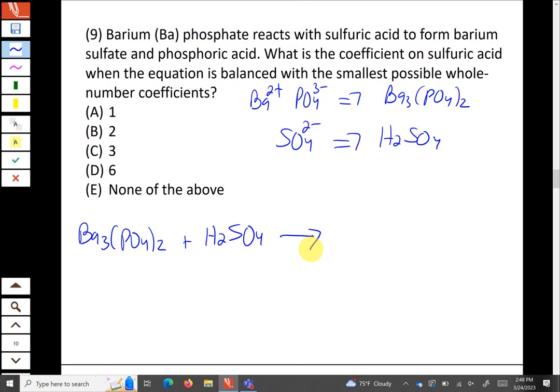And then on the product side, they're going to form barium sulfate and phosphoric acid. So barium sulfate is going to be barium 2+ with SO4 2-. The formula for that would just be 1 of each to balance the charge, BaSO4. And then phosphoric acid, again, we have the PO4 3- anion. To make that into an acid, we would need 3 hydrogens. So it's going to be H3PO4.